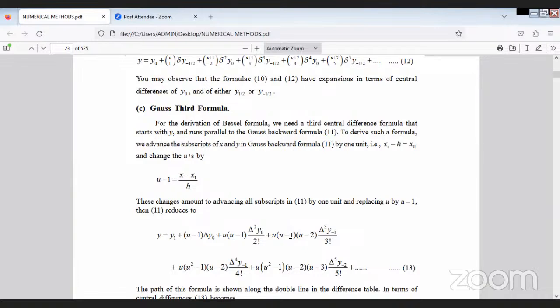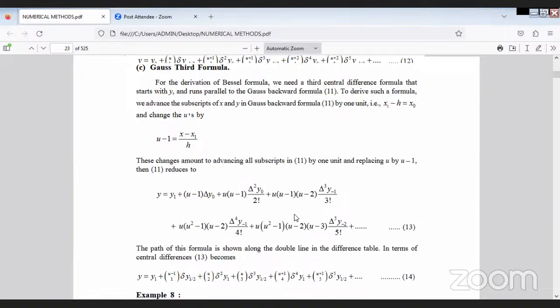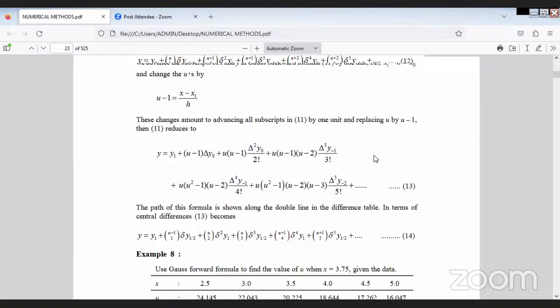To derive such a formula, we advance the subscripts of the Gauss backward formula, x minus x naught over h, and change to u minus 1, x minus x1. The change of advancing all subscripts by 1 unit and replacing by u minus 1 reduces here to y1 plus u minus 1.